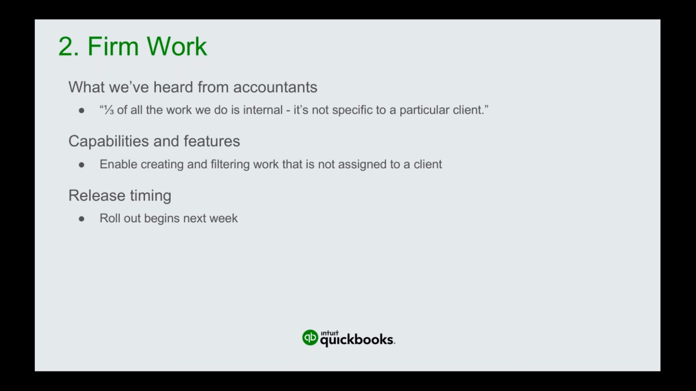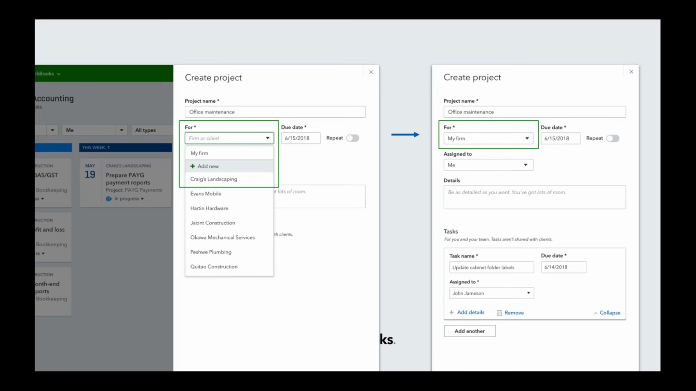And why that's a problem is because when we built the first version of workflow management, it required that every project or task be assigned to a client. And so what we're doing is essentially removing that guardrail to enable firms to create and view work that's not assigned to a client. So the rollout on this one is going to begin early next week. And we anticipate having 100% of QBOA firms worldwide on this new experience after the first week of May. This is coming very soon.